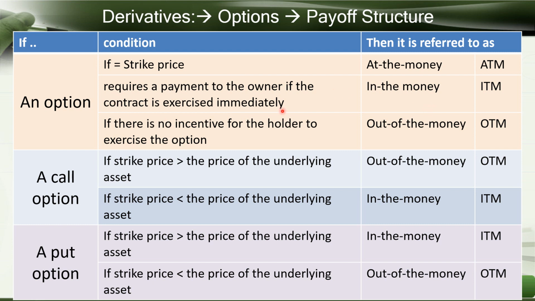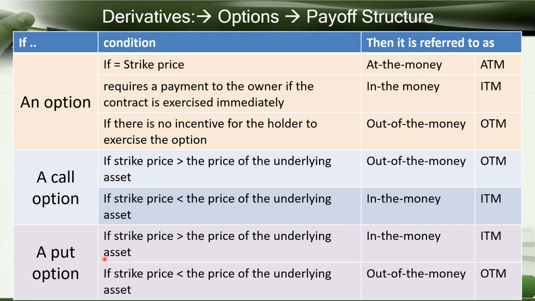For a call option, if the strike price is greater than the price of the underlying asset, it is out of the money, meaning no use of exercising, because the underlying asset price is lower than your strike price. So better not to use that option. That is why it is out of the money. If the strike price is less than the price of the underlying asset, it is very good. The market asset value is greater, so you have an option already. You can exercise that. So it is in the money.